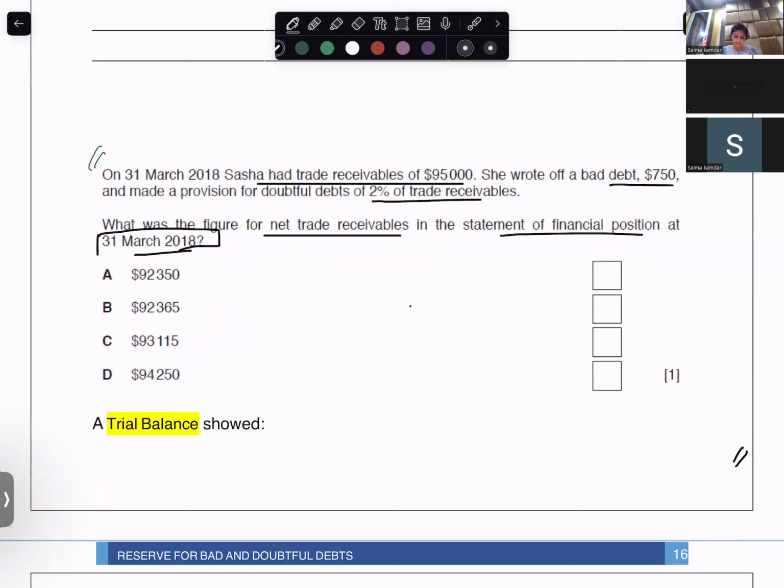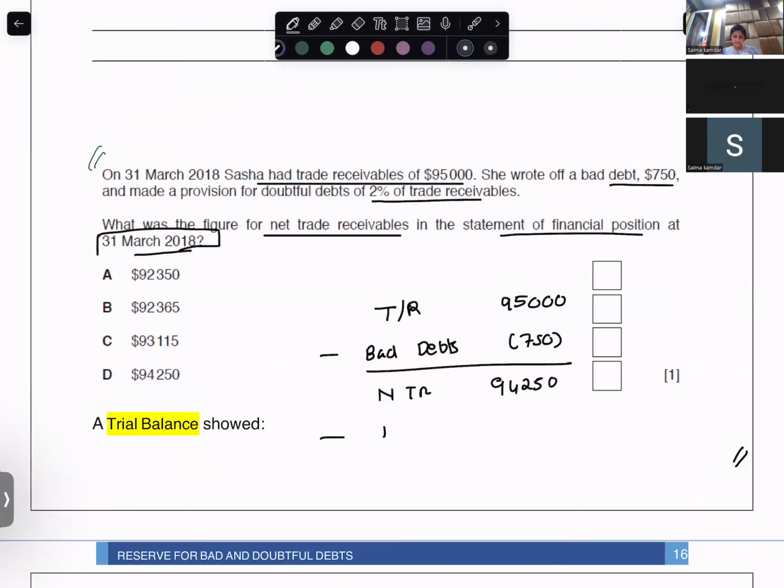Trade receivables was 95,000 minus bad debt 750. Net trade receivables is 94,250. PDD 2% is 1,885. So I got 92,365. Yes, so B.